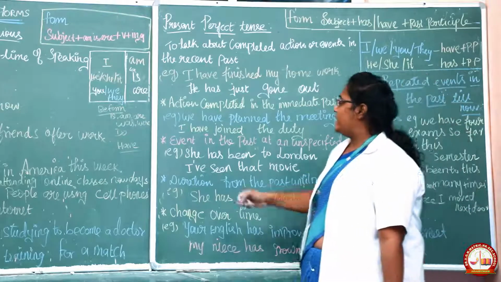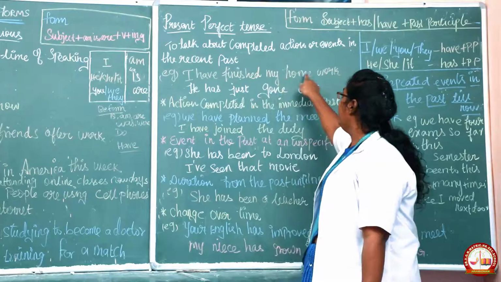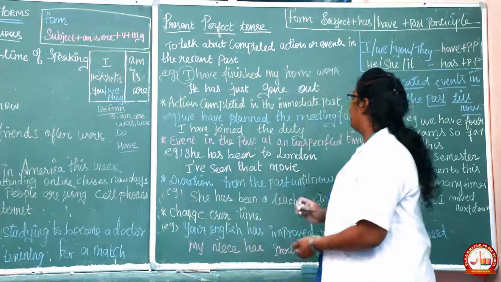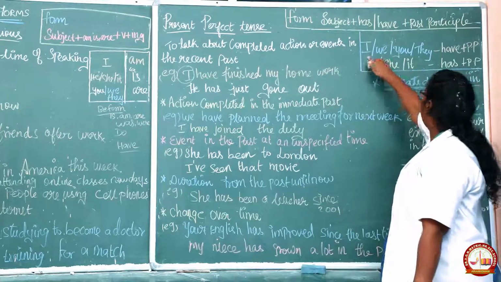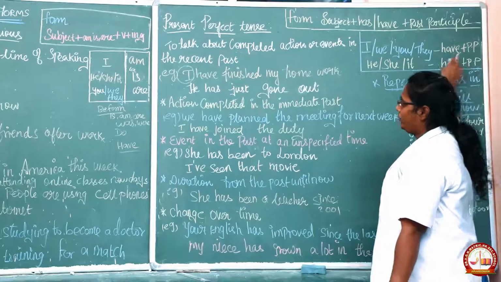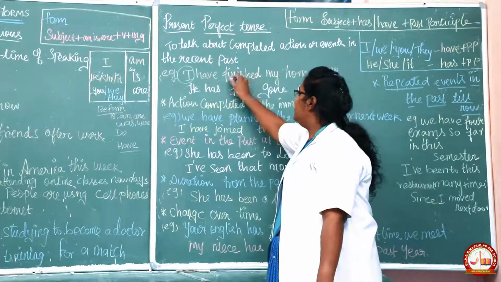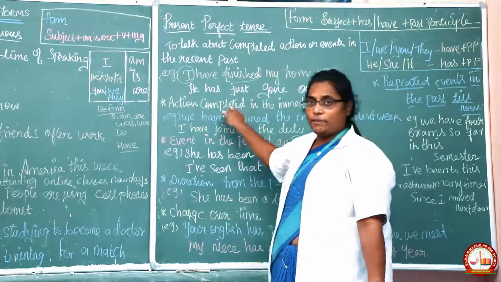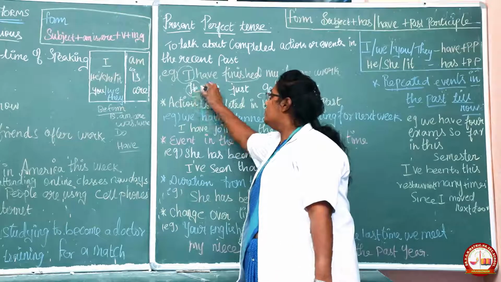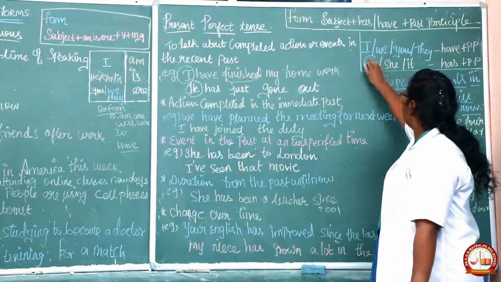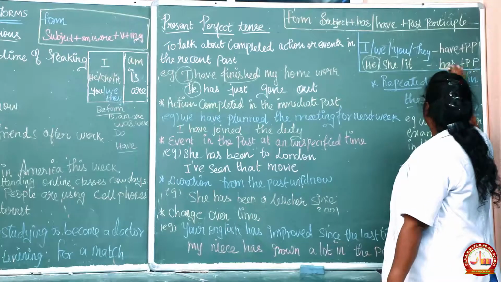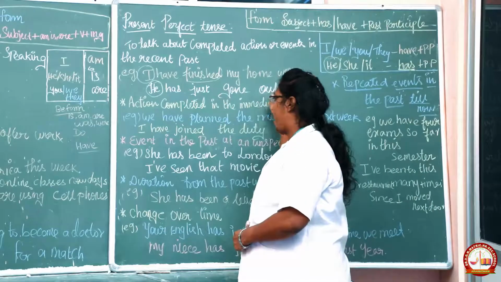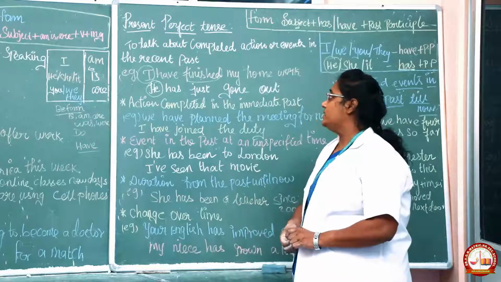Let us see the example here. I have finished my homework. Here, I is the subject, and when I is there, you have to use have. So I have finished, it is completed. Finished my homework. The next example I have given here is he. Here he is used, and they have used has. So, he has just gone out. That is recent past.